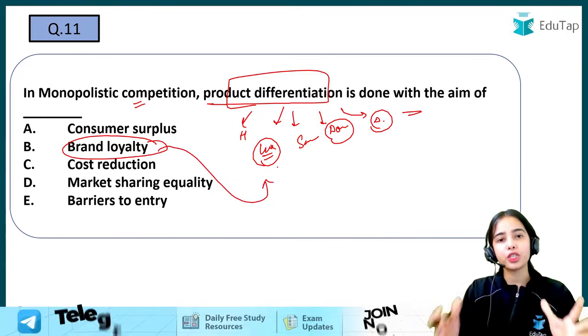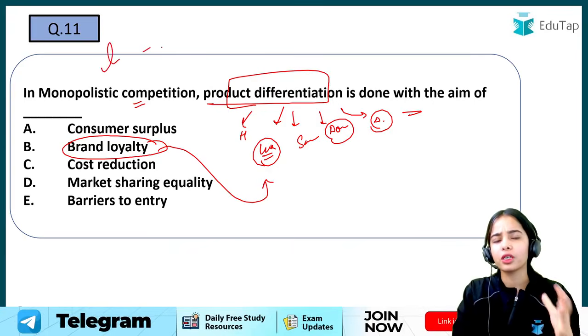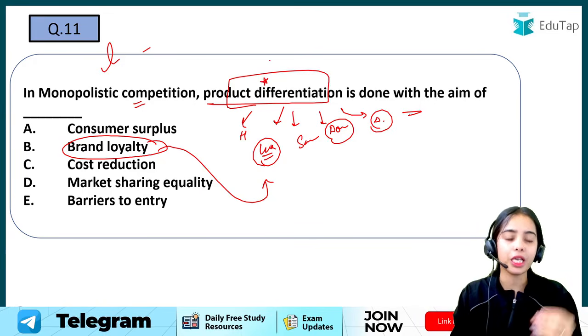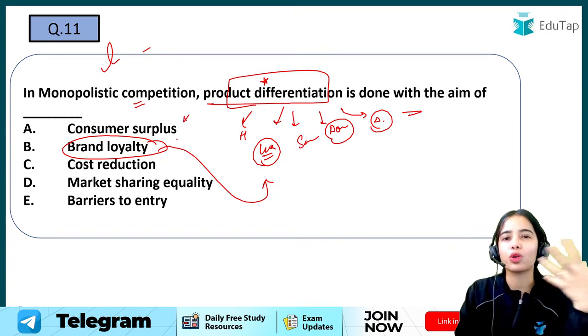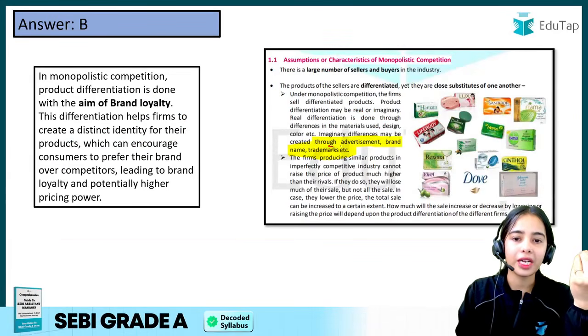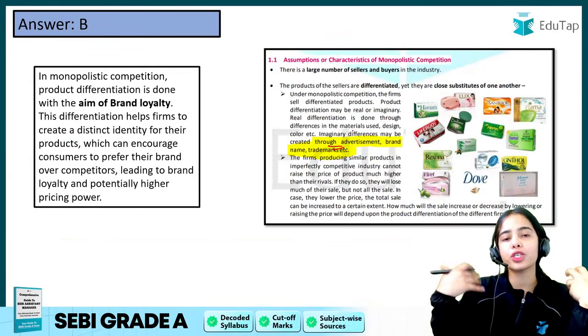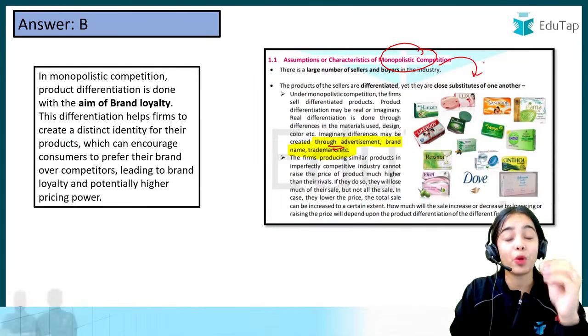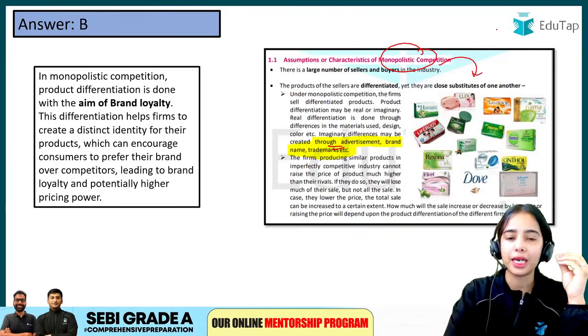Okay, in monopolistic competition, there are a large number of buyers and sellers, and product differentiation is done to create brand awareness and brand loyalty. It is not for consumer surplus or cost reduction, it is for brand loyalty. Through advertisements, brand recognition and brand loyalty are created. In monopolistic competition, it is very important to have brand recognition and loyalty.